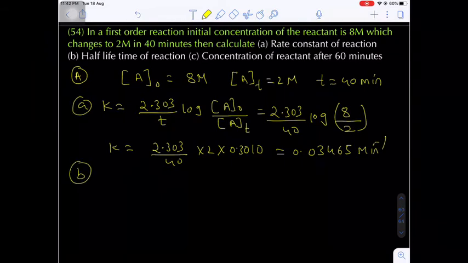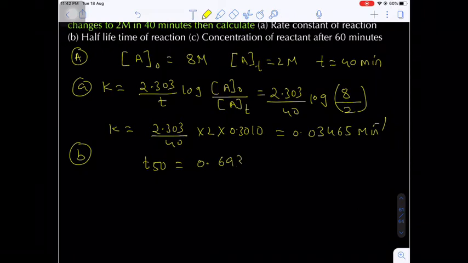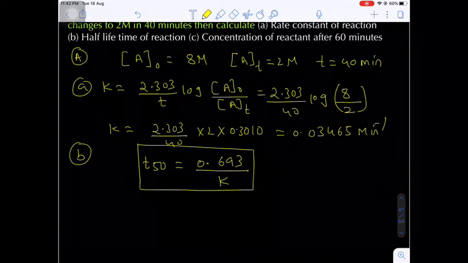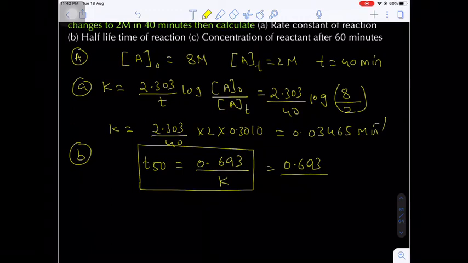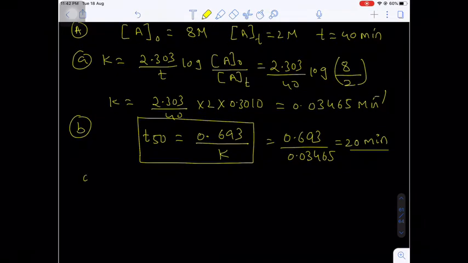Okay, now the next question will be the half-life. What is the half-life formula? T50 is equal to 0.693 whole divided by K. So this is a very important expression to calculate the half-life period. 0.693 whole divided by, what is the K value here? K value 0.03465. Okay, so you will get the answer 20 minutes. You will get the T50 20 minutes.